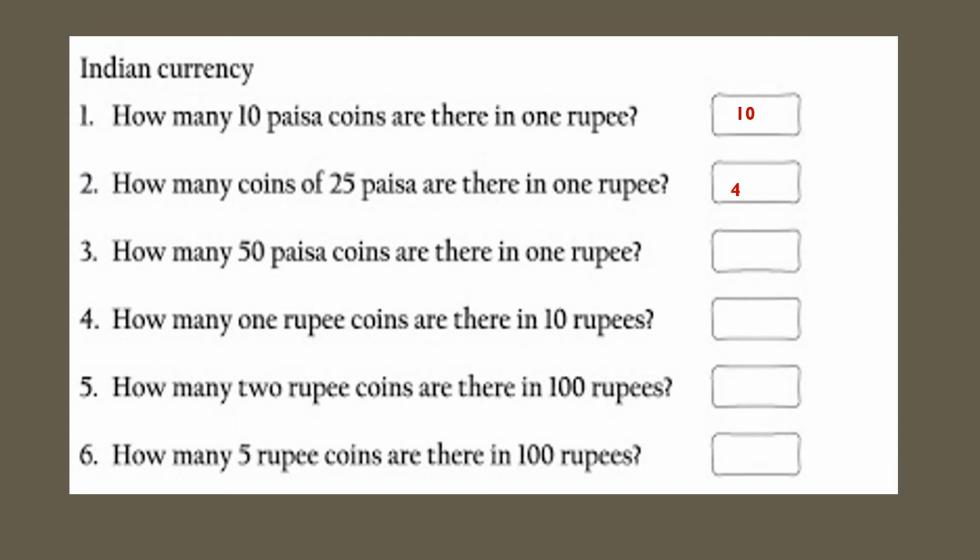Now in the third question, how many 50 paisa coins are there in 1 rupee? Now the coin should be of 50 paisa that makes 1 rupee. So it will be 2. When you divide 100 by 50 paisa, you will get 2. You can see when you multiply 50 with 2, it will become 100 paisa. So 100 paisa makes 1 rupee. So 2 50 paisa coins make 1 rupee.